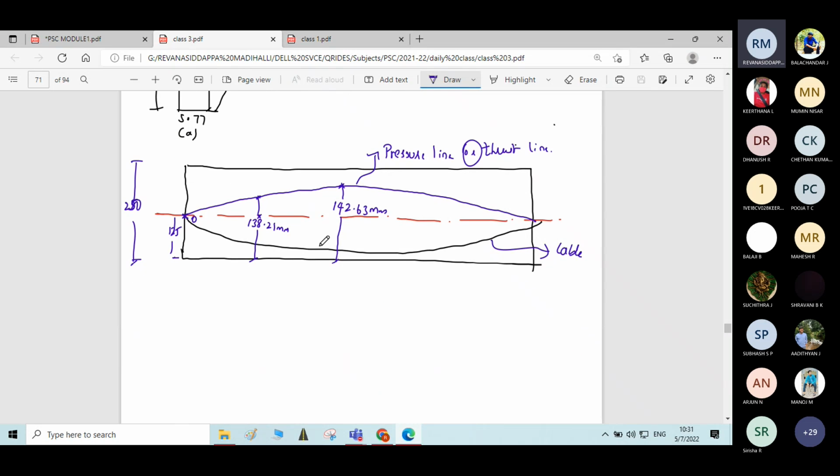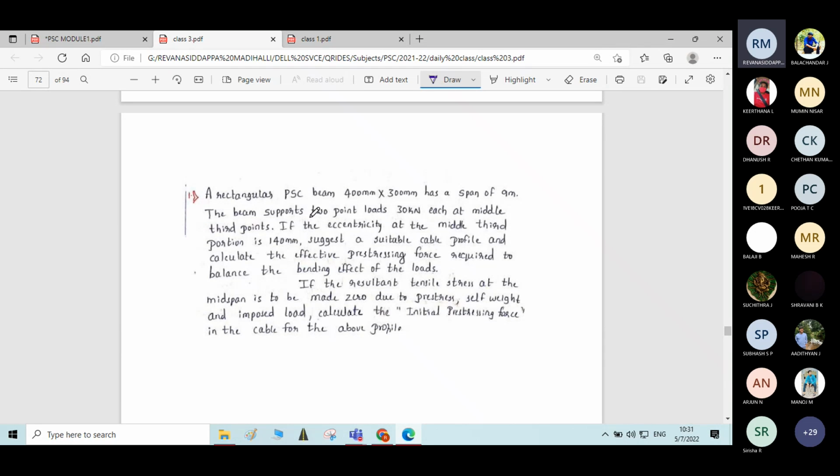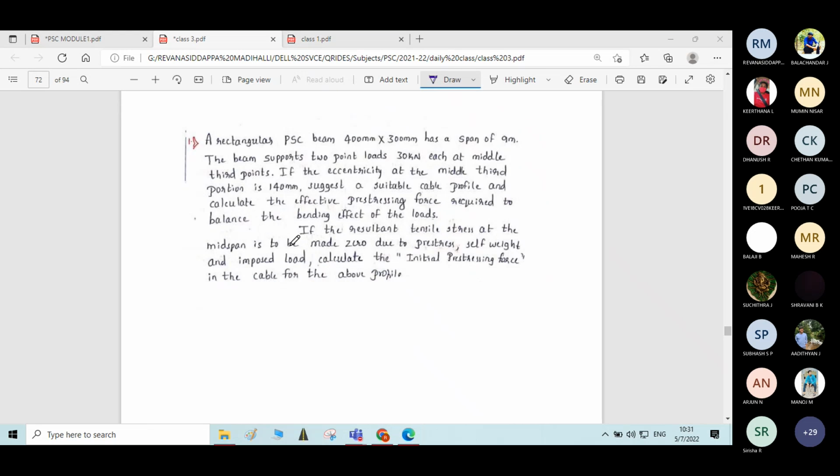Okay. I hope this is clear for you all. If you have any doubts, you can ask. Okay, we'll solve the problem on the load balancing concept now. Just go through the problem.